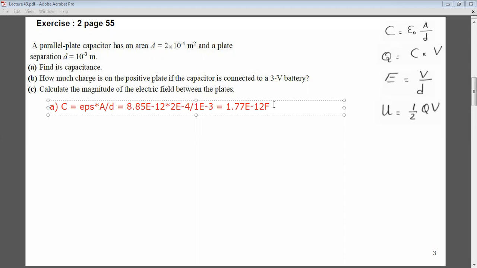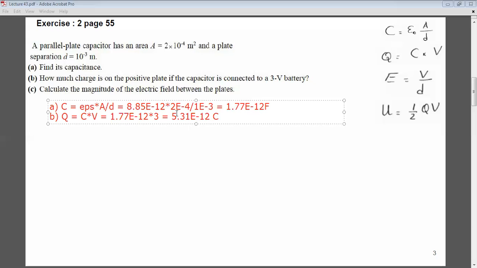Okay, this is part B. How much charge is on the positive plate if the capacitor is connected to a 3-volt battery? So Q is equal, this is the second equation, C times V. This is equal to 1.77 e to the minus 12 times V, 3 volts. This will give me 5.31 e to the minus 12 coulomb.